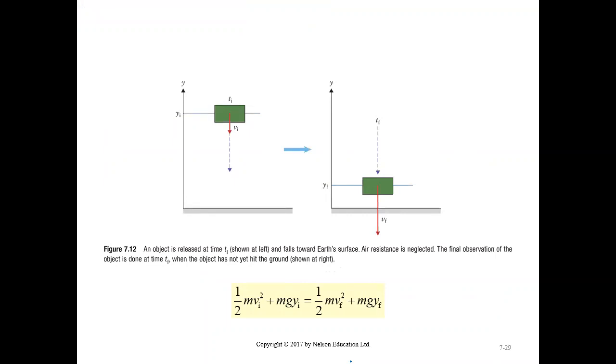Right. Now we come to an example. Let's say there is an object, a green box, at some initial time. It has a y coordinate, the vertical position, y initial. Then we drop it, we release it. You know what happened? It will go down, right? So let's say it has a speed v initial, maybe 0. Okay, v initial. So it goes down, we observe it.